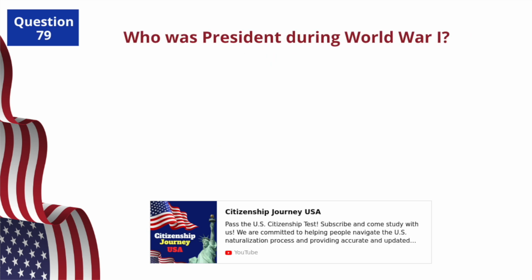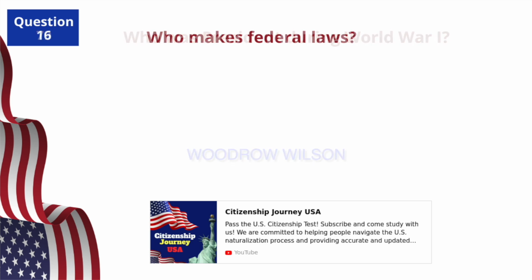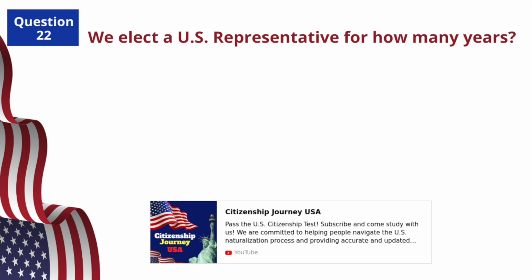Who was president during World War I? Woodrow Wilson. Who makes federal laws? Congress. We elect a U.S. representative for how many years? 2.